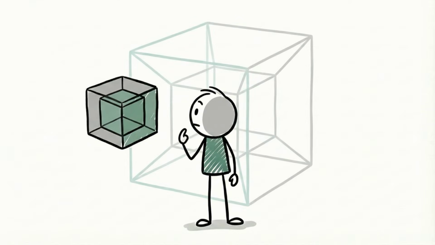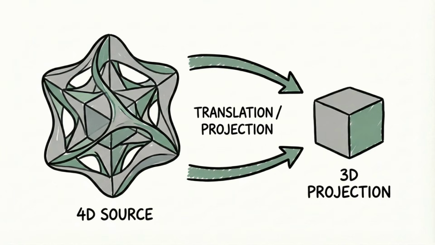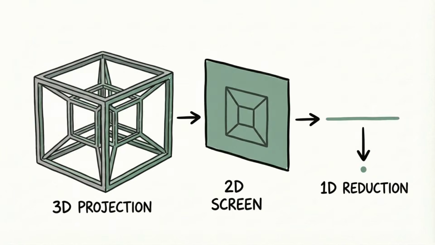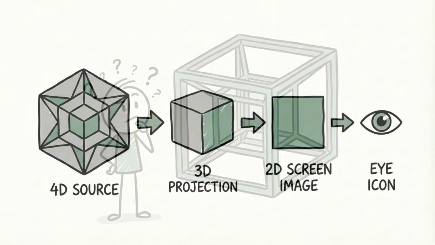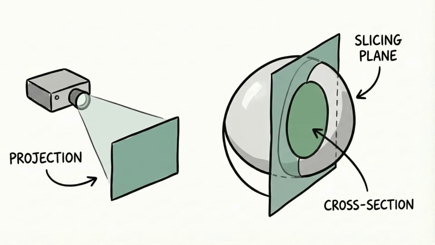You're not seeing the true 4D object. You're seeing a 3D translation of something larger. And then your screen turns that 3D projection into a 2D image. So by the time a tesseract reaches your eyes, it has already been reduced twice. That's why it looks weird. But projections are only half the story. The other half is slices.